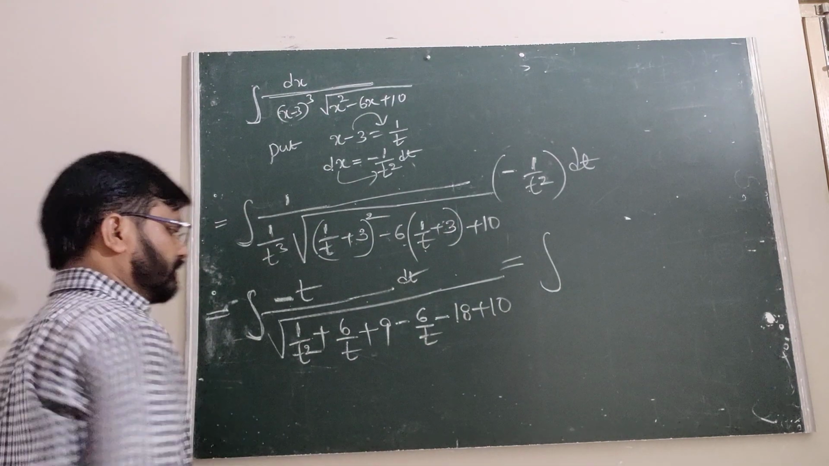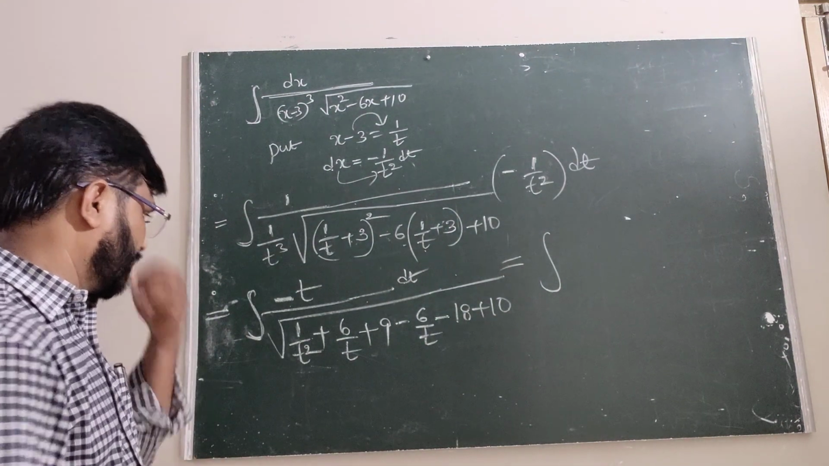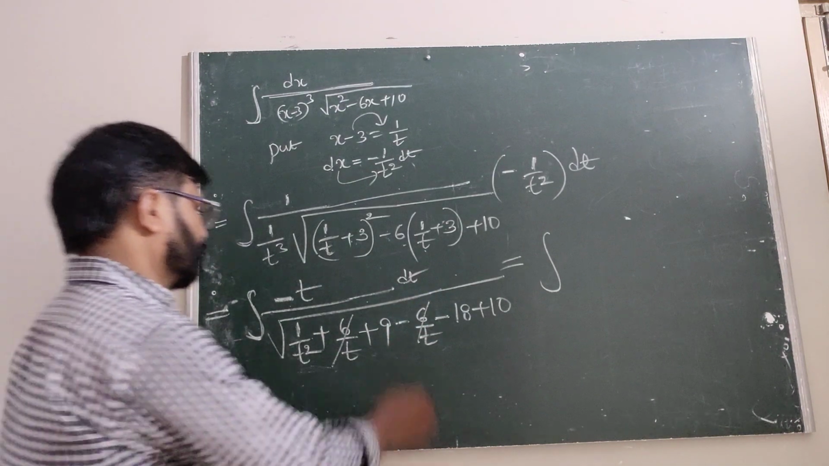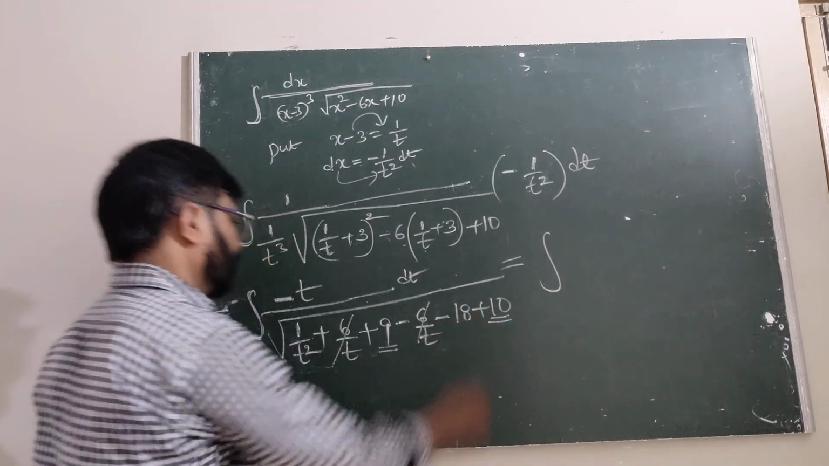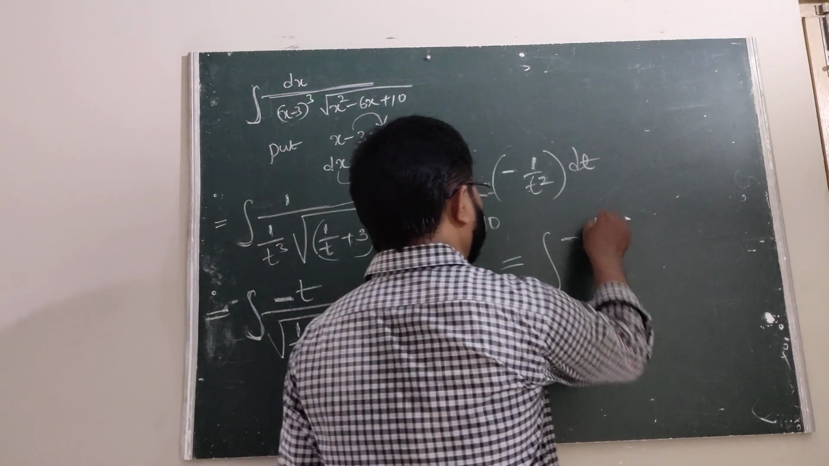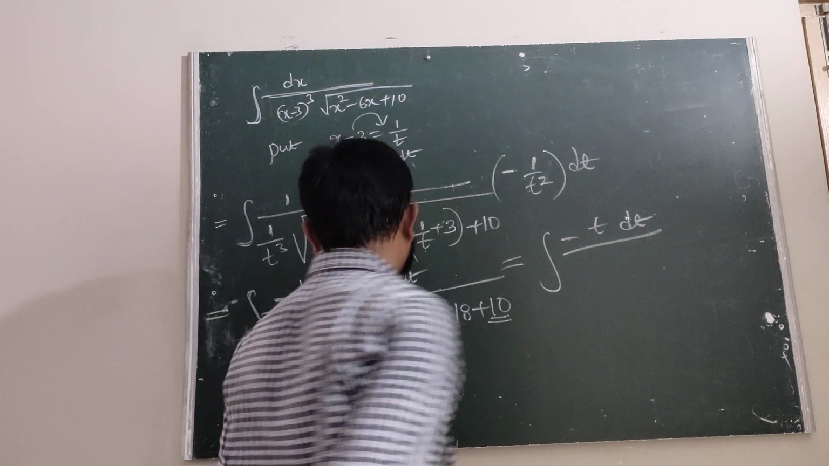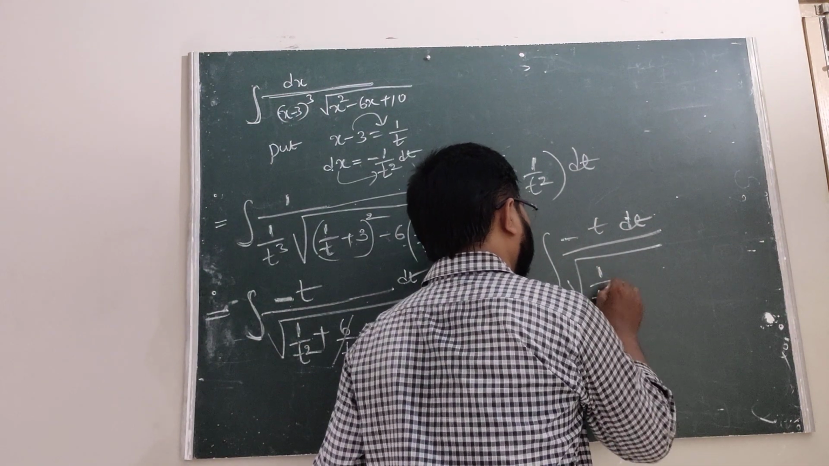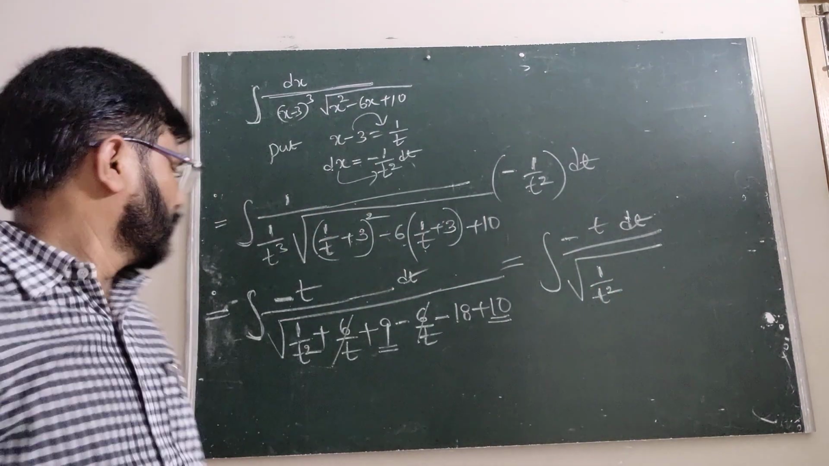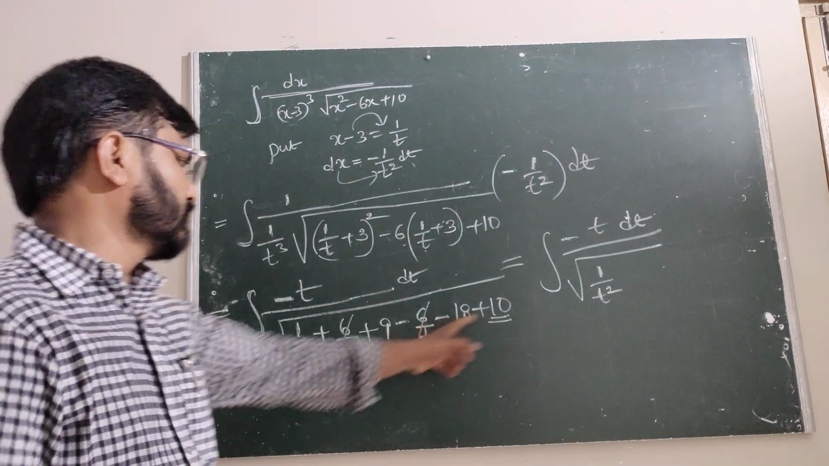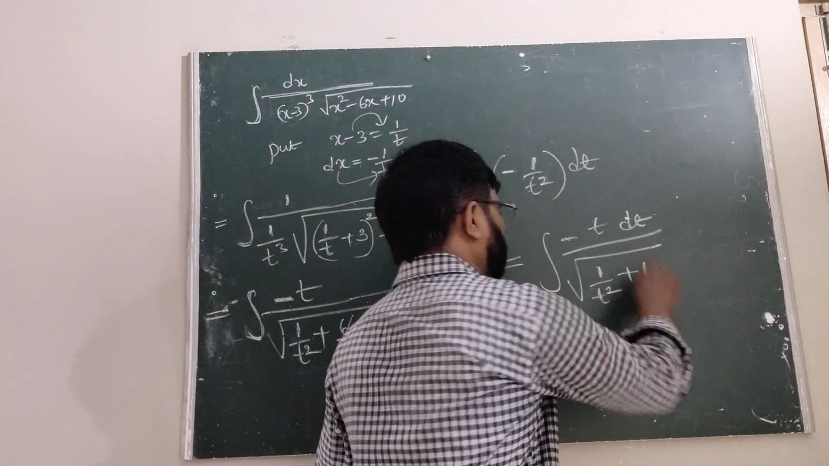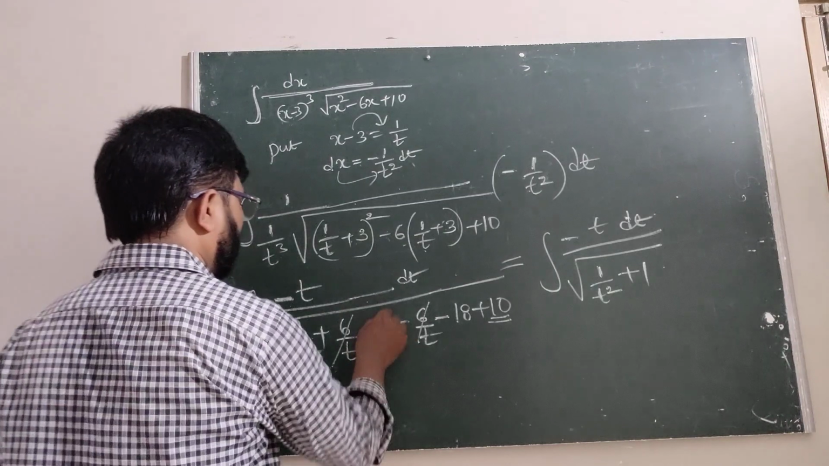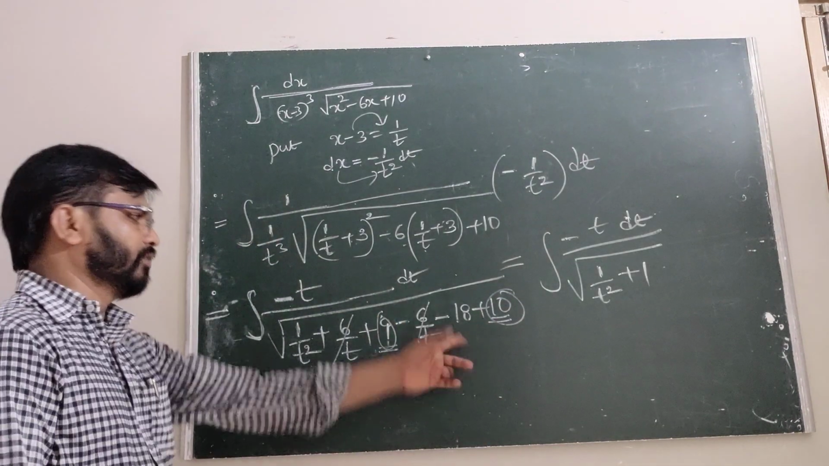In the integral, we are taking the LCM as t square. Therefore, now we can write here, these two are cancelled, 6 by t, 6 by t. Now this is 9 plus 10, 19. Now this is minus t dt upon root of 1 by t square. Now 19 minus 18 is plus 1.